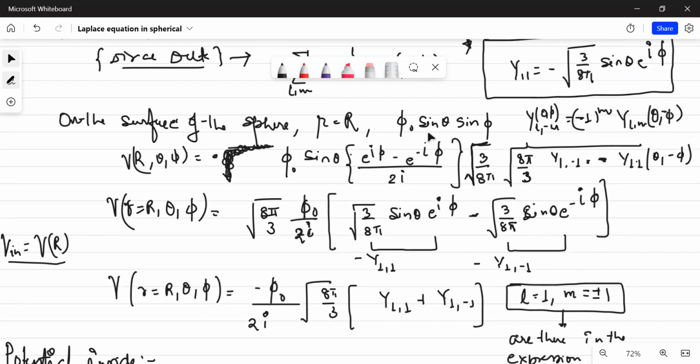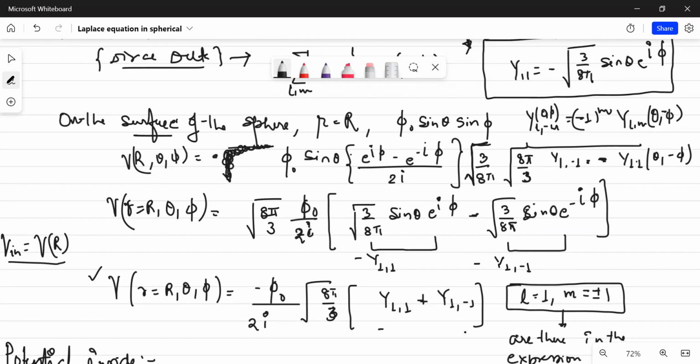Okay, so what I have done is I have written this potential on the surface of the sphere in terms of linear combinations of spherical harmonics. So my potential on the surface is given by minus phi naught upon 2 iota root over 8 pi upon 3, and then this is Y11 plus Y1 minus 1.